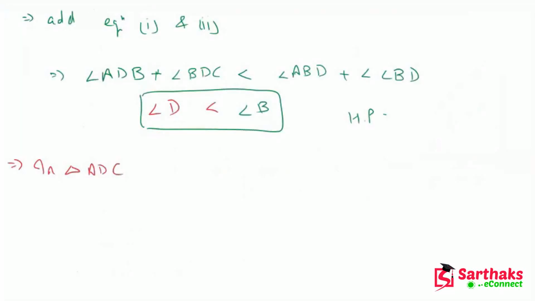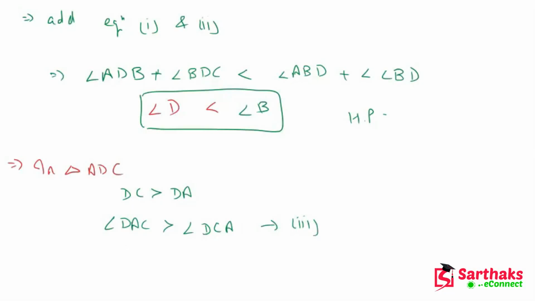So here we can write: we know that DC is greater than DA. So we can write angle DAC is greater than angle DCA. So this is the third equation.